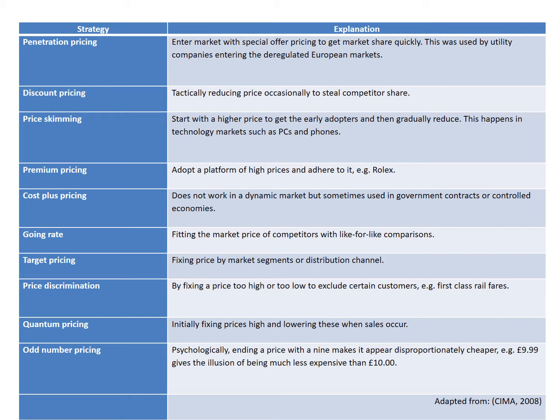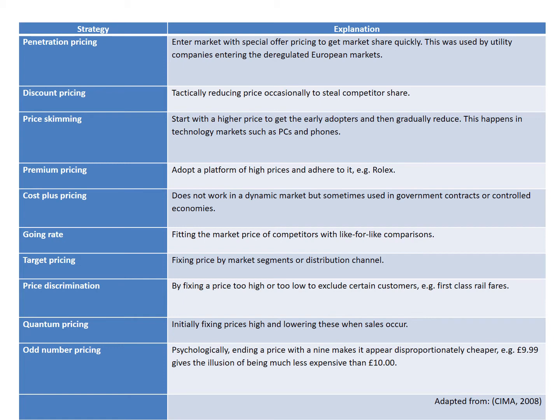Premium pricing. Premium pricing means charging a higher price for a perceived value. Example, branded products like Rolex. Or cost plus pricing. You calculate the cost and put your margin, your profit, and plus that particular profit, you will price the product. It does not work in a dynamic market, but is sometimes used in government controlled market economies. Going rate. That means fitting the market price of the competitors, like for like comparisons. That means you price your product with the price of your competitors.